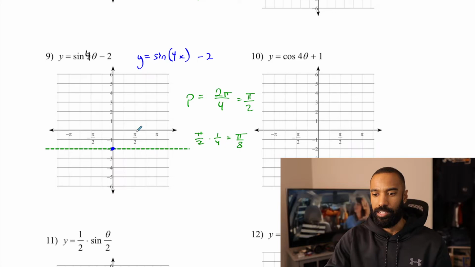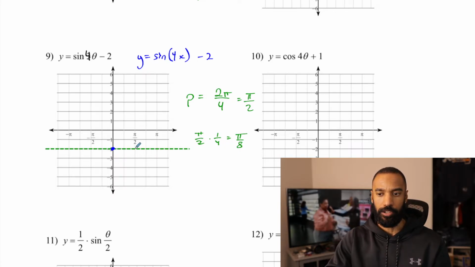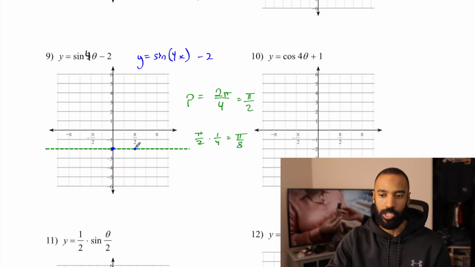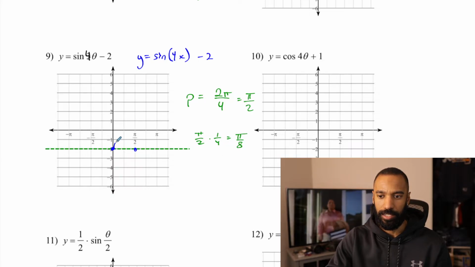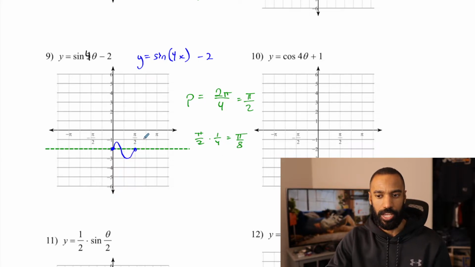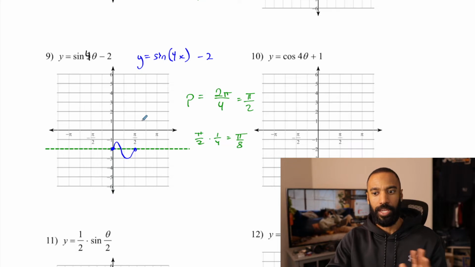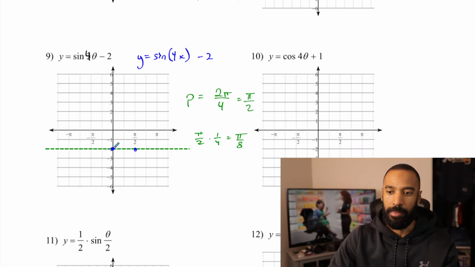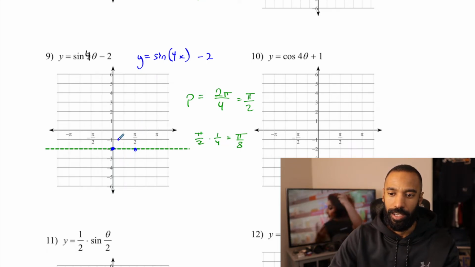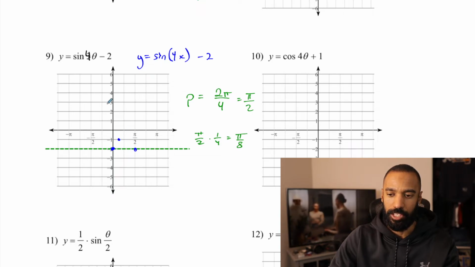Now, where's pi over 8? Well, pi over 2 is just right here. So just think about this. We got to complete this whole set within that time. And this is essentially what your drawing is going to look like. I'm going to make it look better. This is essentially what your drawing is going to look like. That means right here, a quarter of the way to there, it's going to hit its peak.